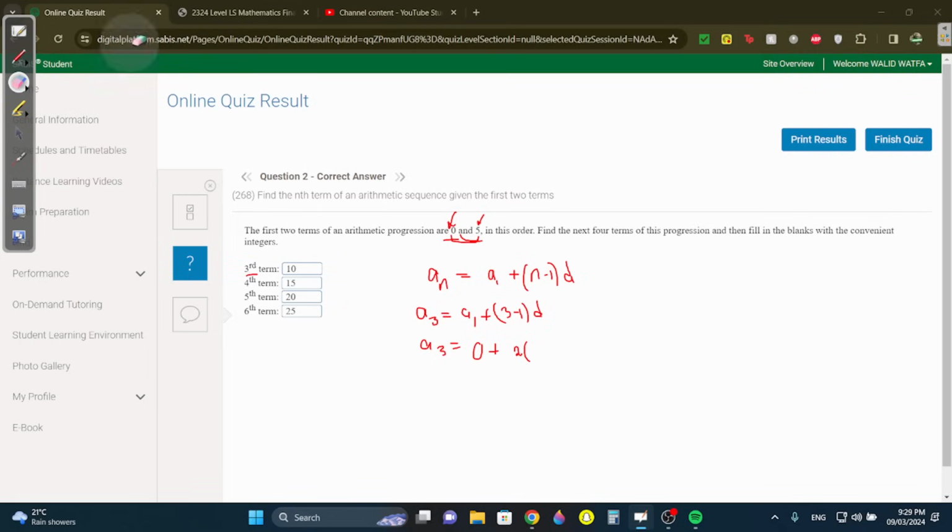No, no, no, no. It's always the number after. Okay, the number after minus the number before. 5 minus 0 is 5. You get A3 equals 2 times 5, which is 10.